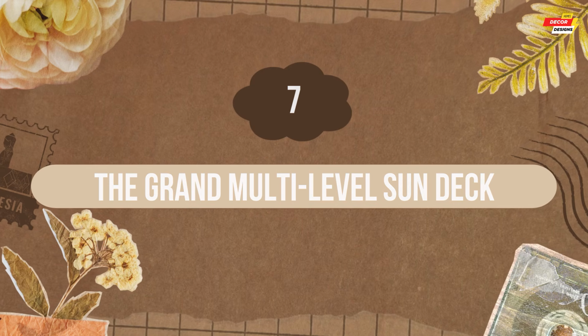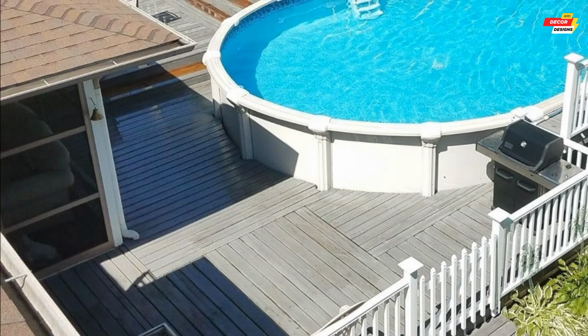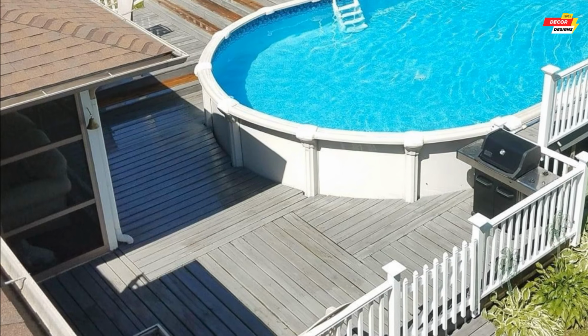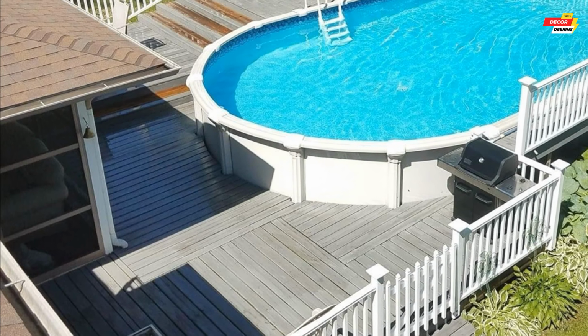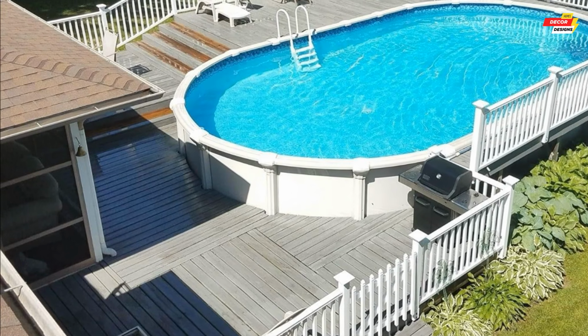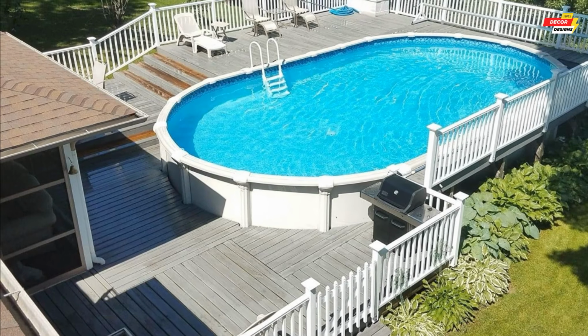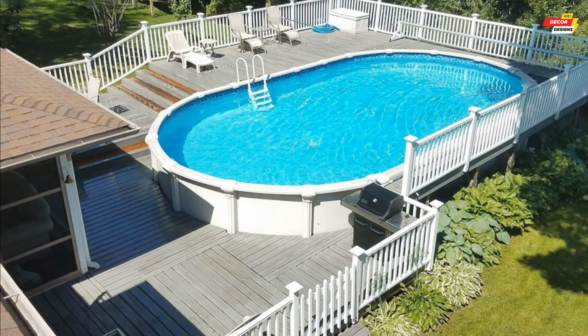7. The grand multi-level sun deck. This massive oval pool is the focal point of a complex, multi-level gray timber deck. The design includes various zones for grilling, sunbathing, and dining, all enclosed in a clean white railing that offers a panoramic view of the lawn, making the pool feel like a natural extension of the home's living space.